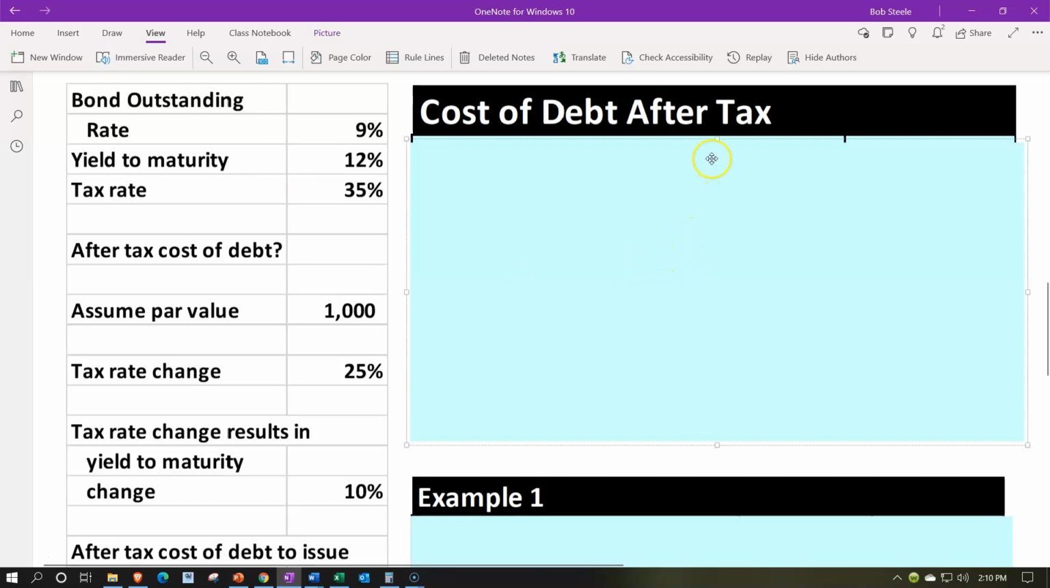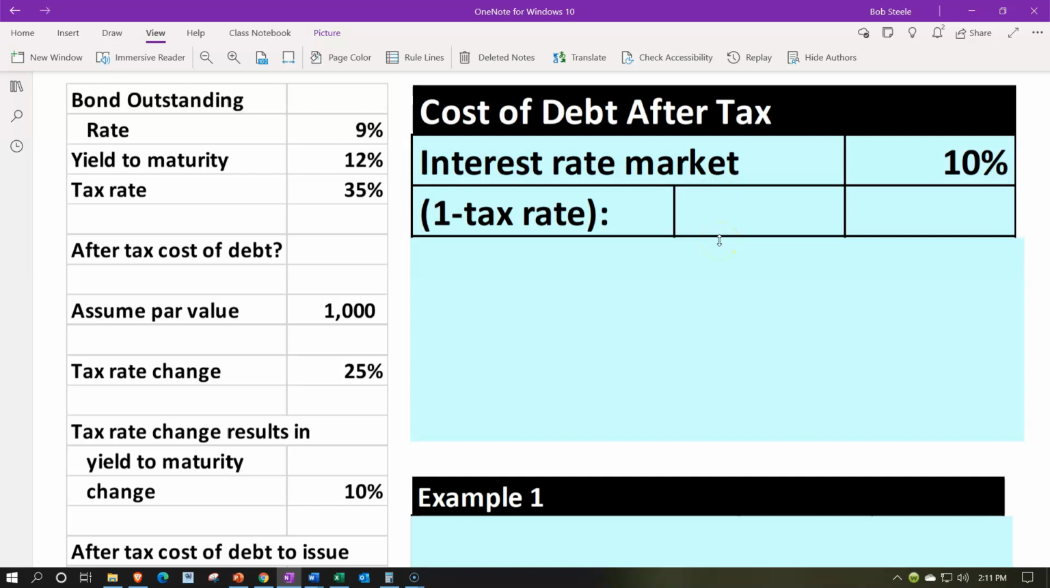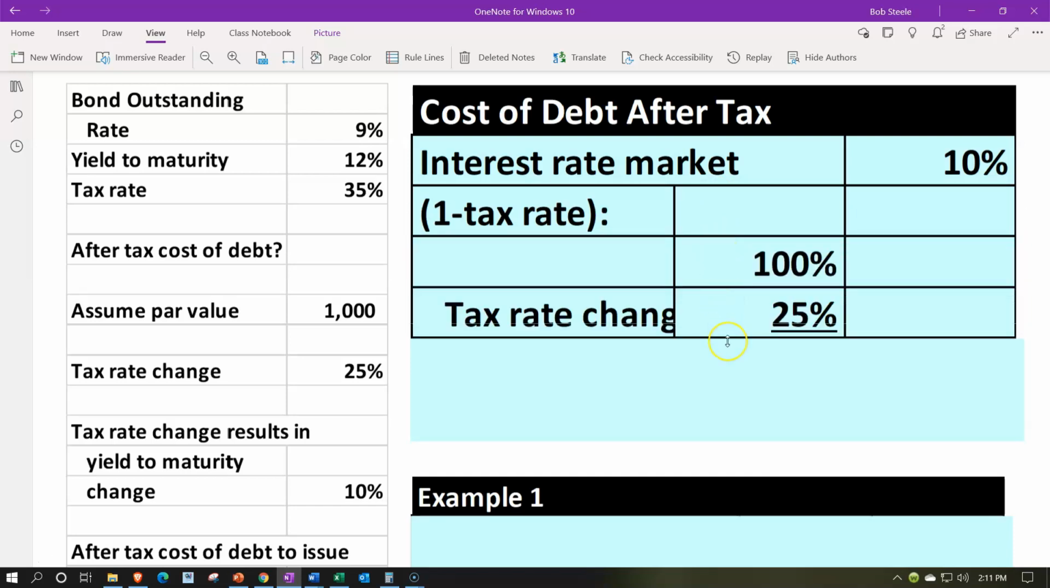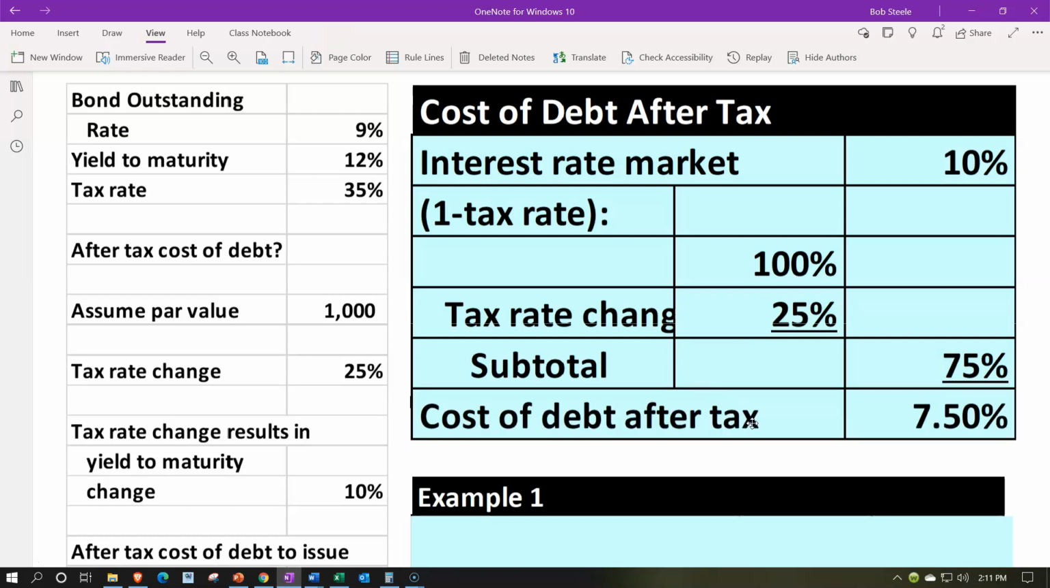Okay, so if we know that, then we just take the interest rate, which is now the 10%, if we wanted to issue and finance with some bonds here. And then we take the tax impact, 1 minus the tax rate, 0.25 or 25%. That gives us 100% minus 25%, 75%. And then we take the 10% times the 75%. That gives us 7.5%.